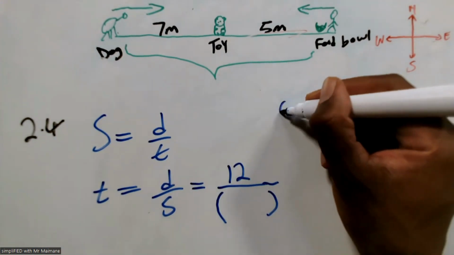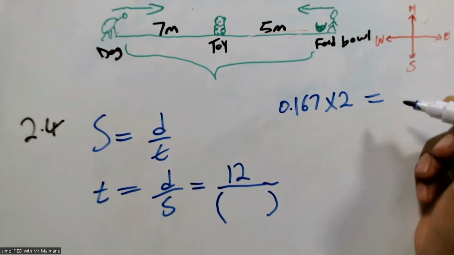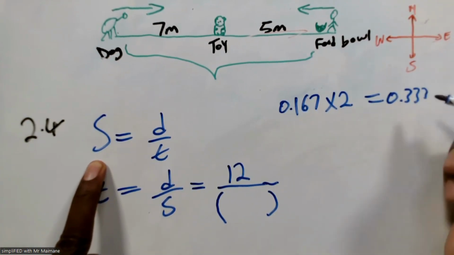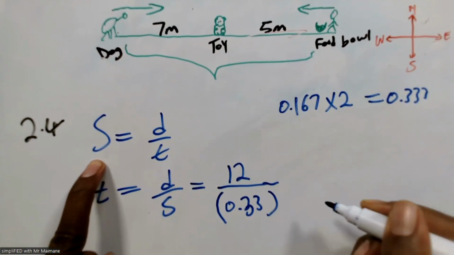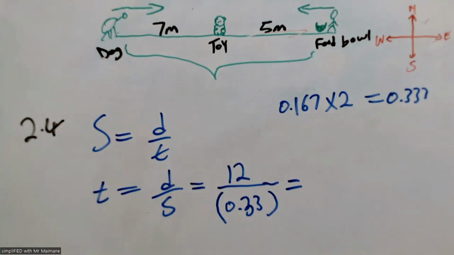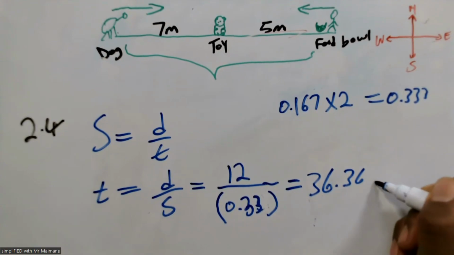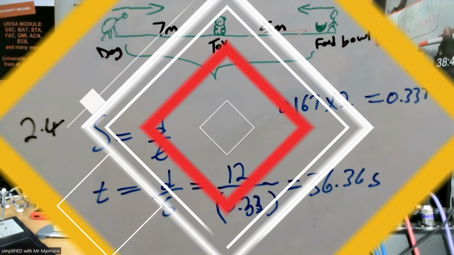For the baby, we got the speed to be 0.167, and multiplying it by 2 is going to give us the speed of the dog. So this is going to be 0.333. Then I'll divide 12 by 0.33333. Therefore, this will give me 36.36 seconds. That is my answer.